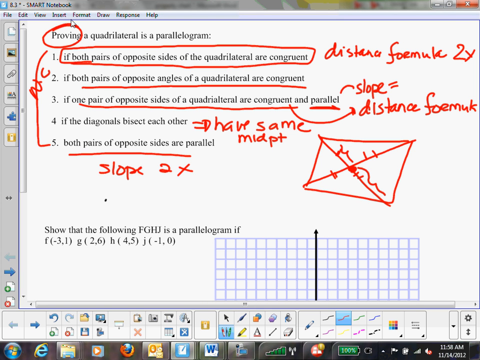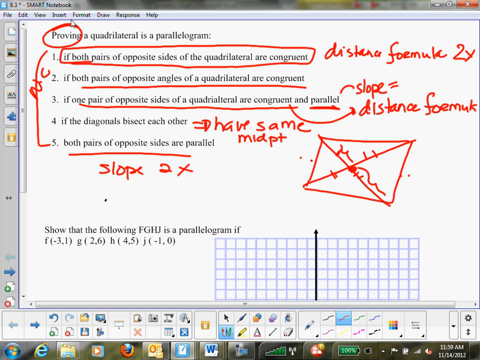Now, I don't really care which method you use. Be familiar with 2 of them. Okay? For proving purposes, you don't have to do all of these. Any one of these will guarantee that you have a parallelogram. So if I give you a set of points and you want to figure out if it's a parallelogram, you can do number 3. I can show that opposite sides both have the same distance and the slopes are the same. And I'm done. I've proven that it's a parallelogram. Okay? So you do not have to do all 5 of these.